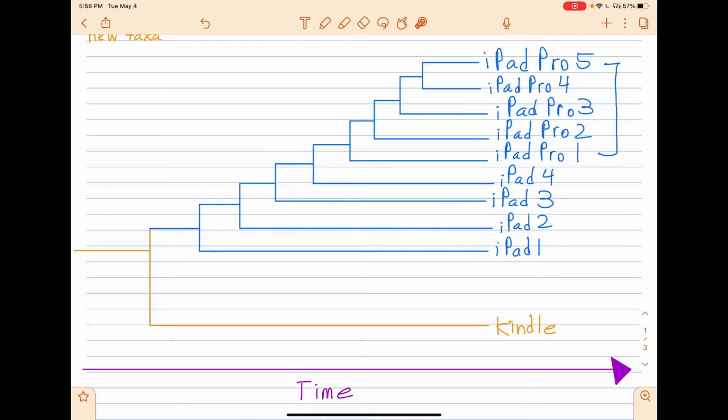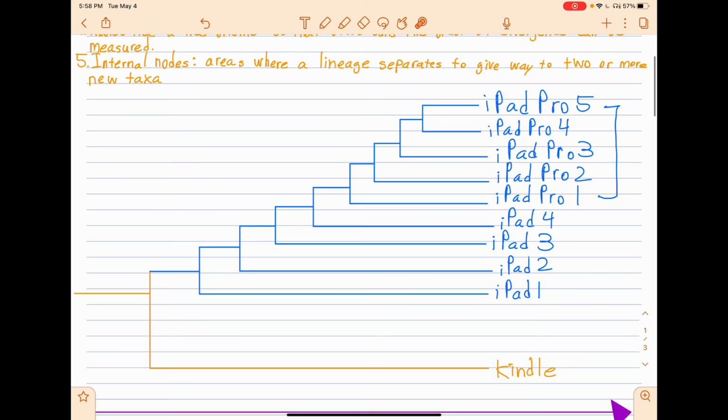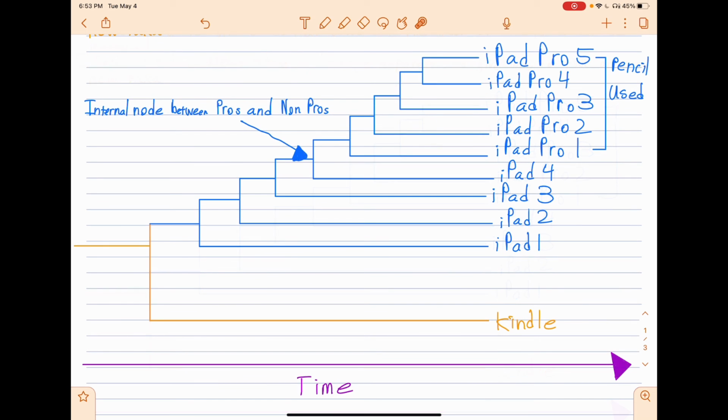Internal nodes are where these lineages divide and form different taxa, and every point that I'm pointing to is an internal node. The iPad Pros use a pencil, while the non-iPad Pros do not use a pencil. We could find the most recent common ancestor at this internal node, where it gives way to the iPad 4 and then the iPad Pro generation.